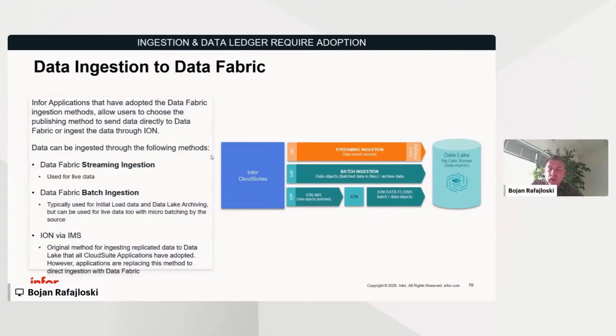The other method that Data Fabric has is called the batch ingestion. Both of these are APIs that are also available for customers to integrate with through the API gateway, if you have a use case for that.